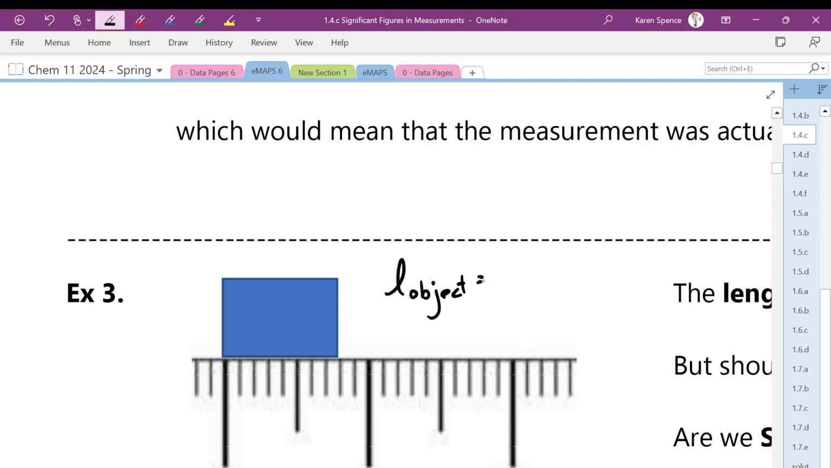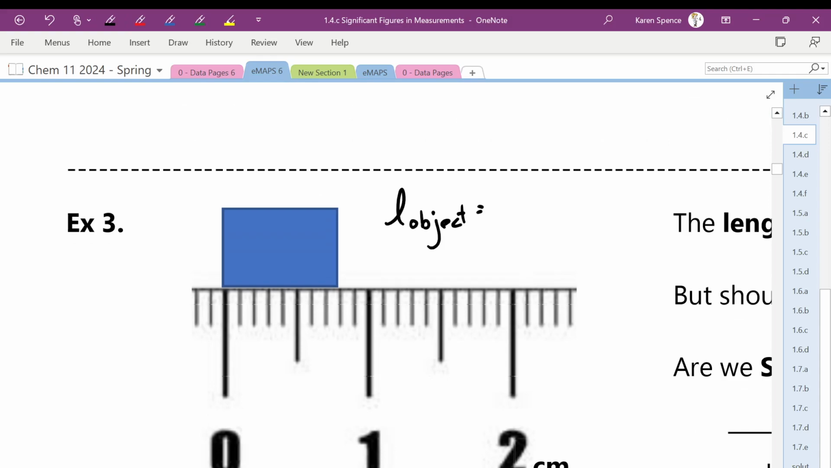What would you measure this thing as? What would the length of this object be? Sorry, I need to show you the 1 and the 2.